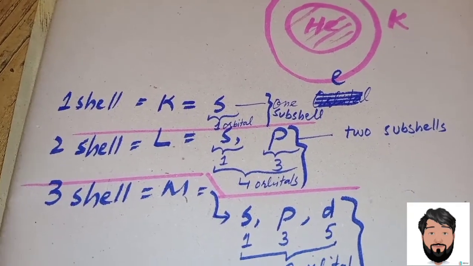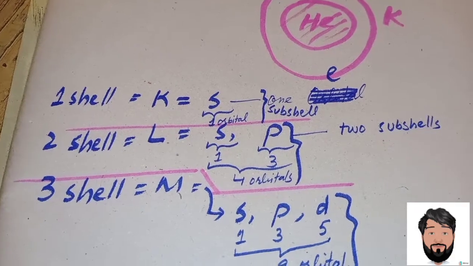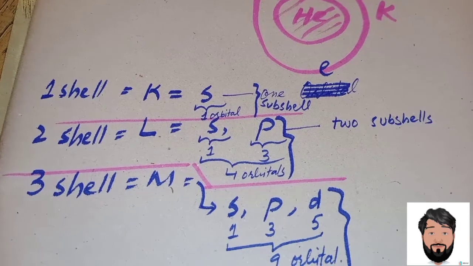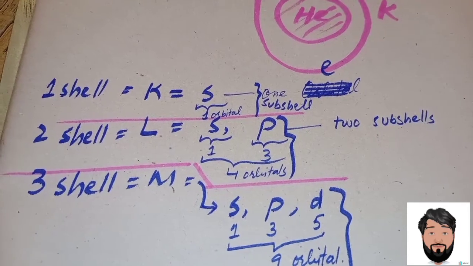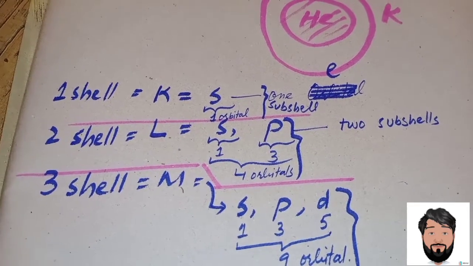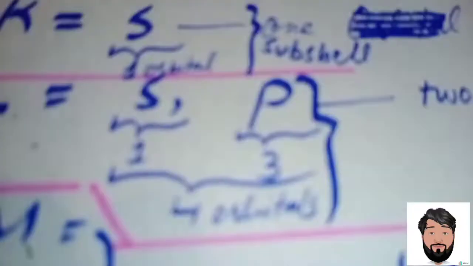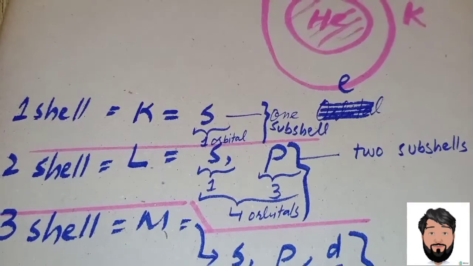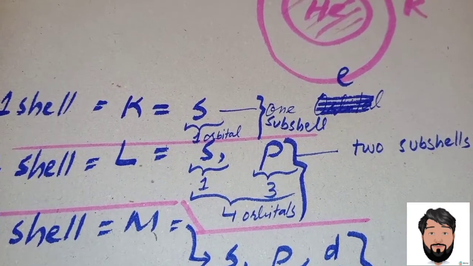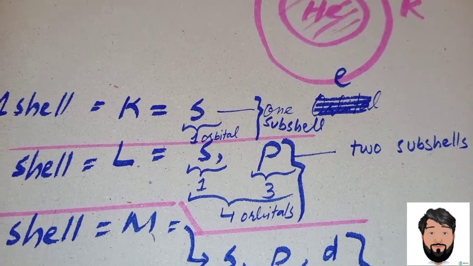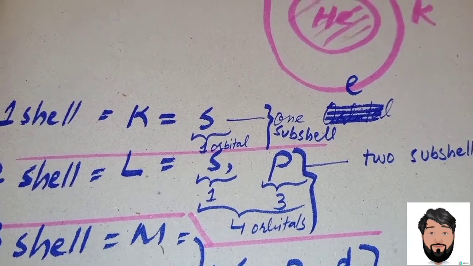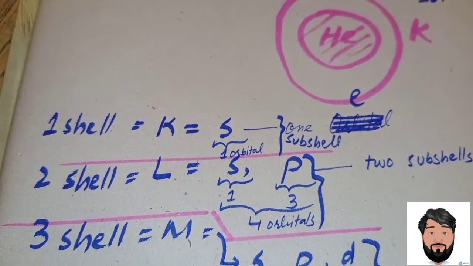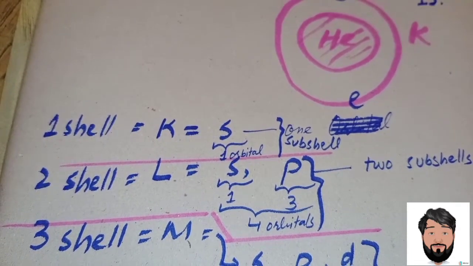In the second shell there are 2 subshells, S and P. Now P has 3 orbitals, and S has 1 orbital, so totally there are 4 orbitals. If we multiply 4 orbitals by 2, because every orbital can contain only 2 electrons, that will give 8 electrons.